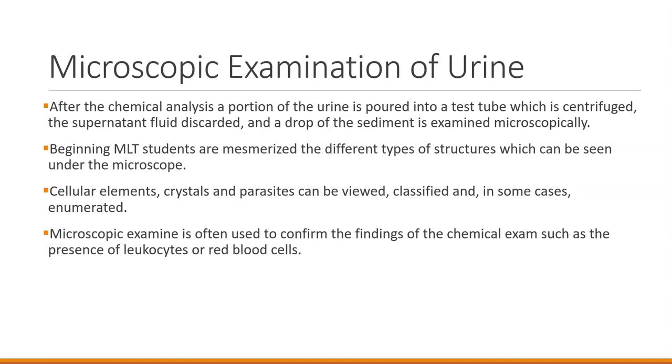Microscopic examination of urine. After the chemical analysis is done, a portion of the urine is poured into a test tube, which is then centrifuged, meaning it's spun at a high rate of speed, so the formed elements will go to the bottom. The supernatant fluid is discarded, and a drop of the well-mixed sediment is examined microscopically.